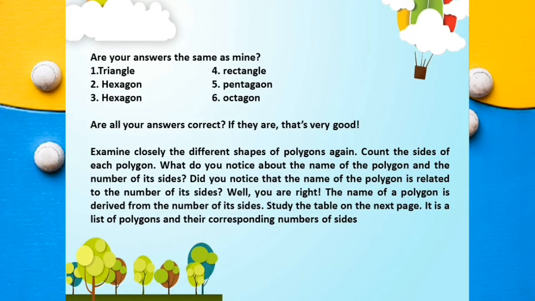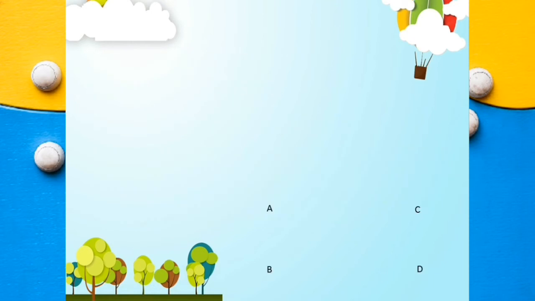Examine closely the different shapes of polygons again. Count the sides of each polygon. What do you notice about the name of the polygon and the number of its sides? Did you notice that the name of the polygon is related to the number of its sides? Well, you are right. The name of a polygon is derived from the number of its sides. Study the table on the next page, a list of polygons and their corresponding number of sides.